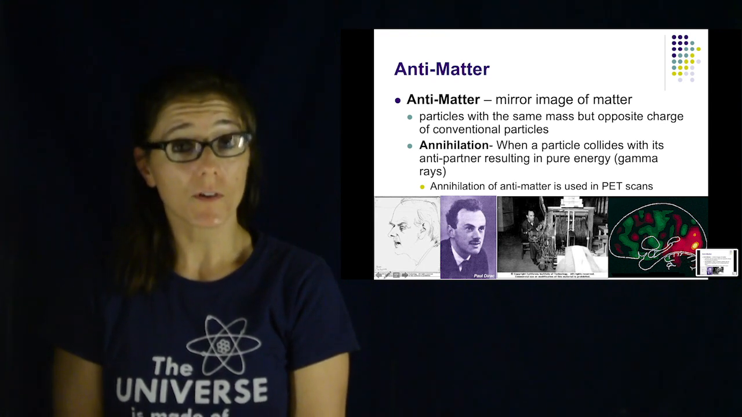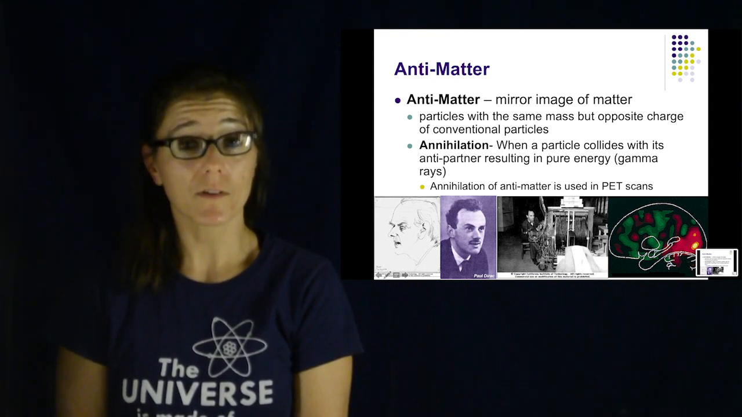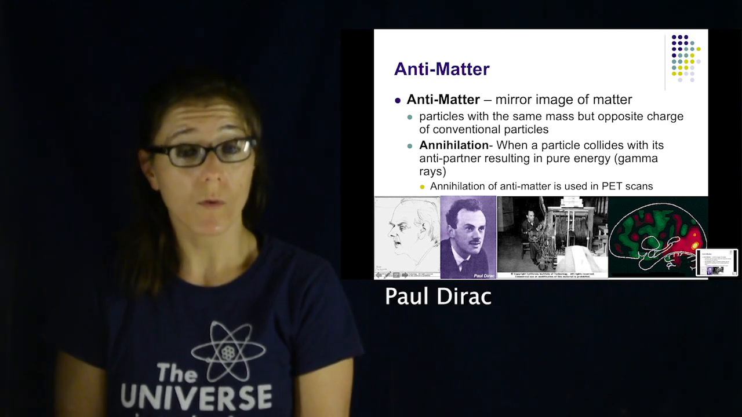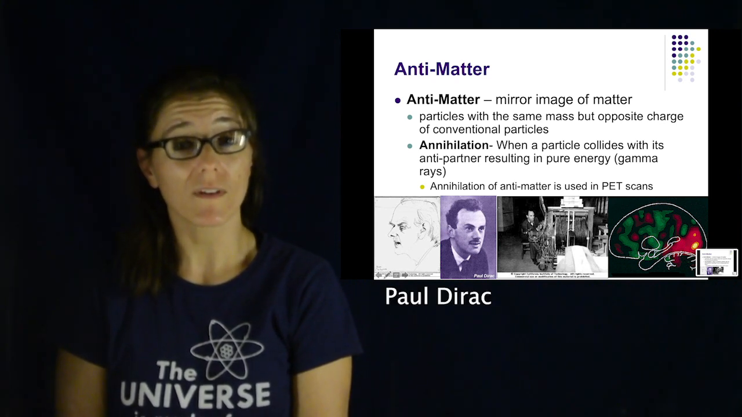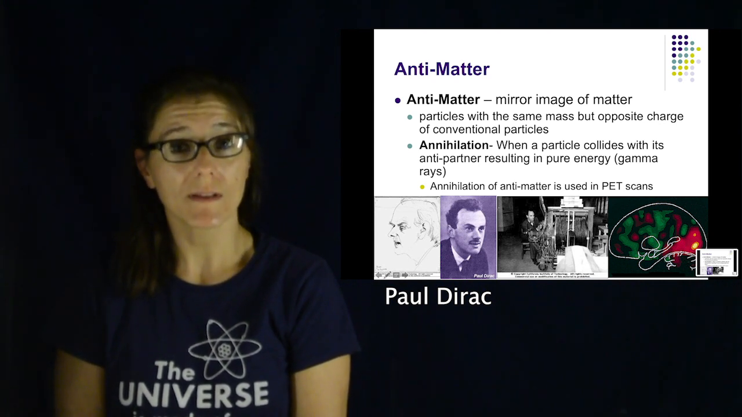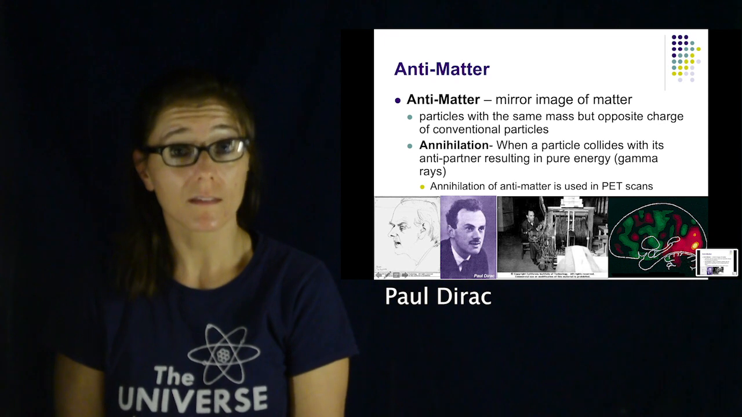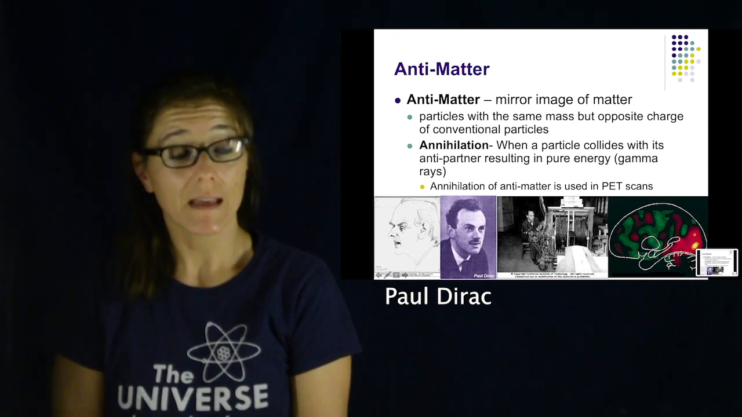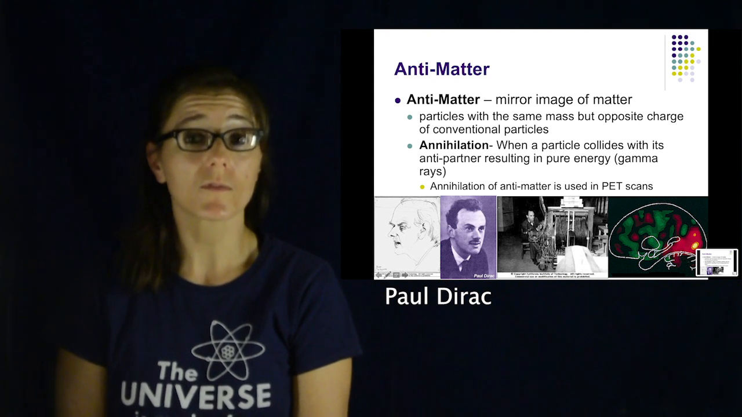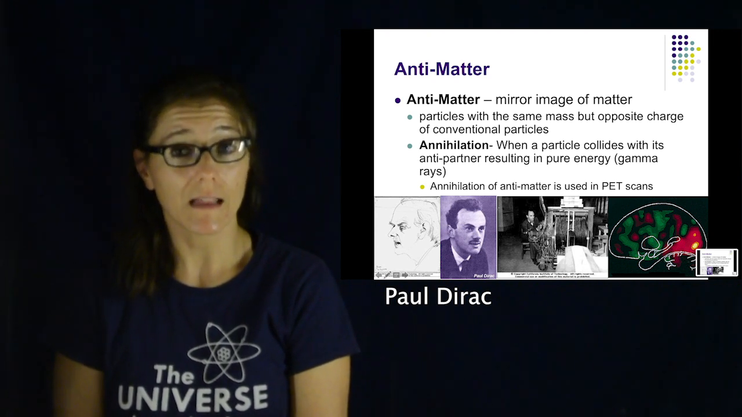And who is it that first proposed the idea that antimatter could exist? Paul Dirac. He was actually working on a version of quantum mechanics that would be consistent with relativity, and he proposed that antimatter had to exist in order for this to work out. And it turns out that he was right. It was actually Carl Anderson who first observed the positron in a cloud chamber.